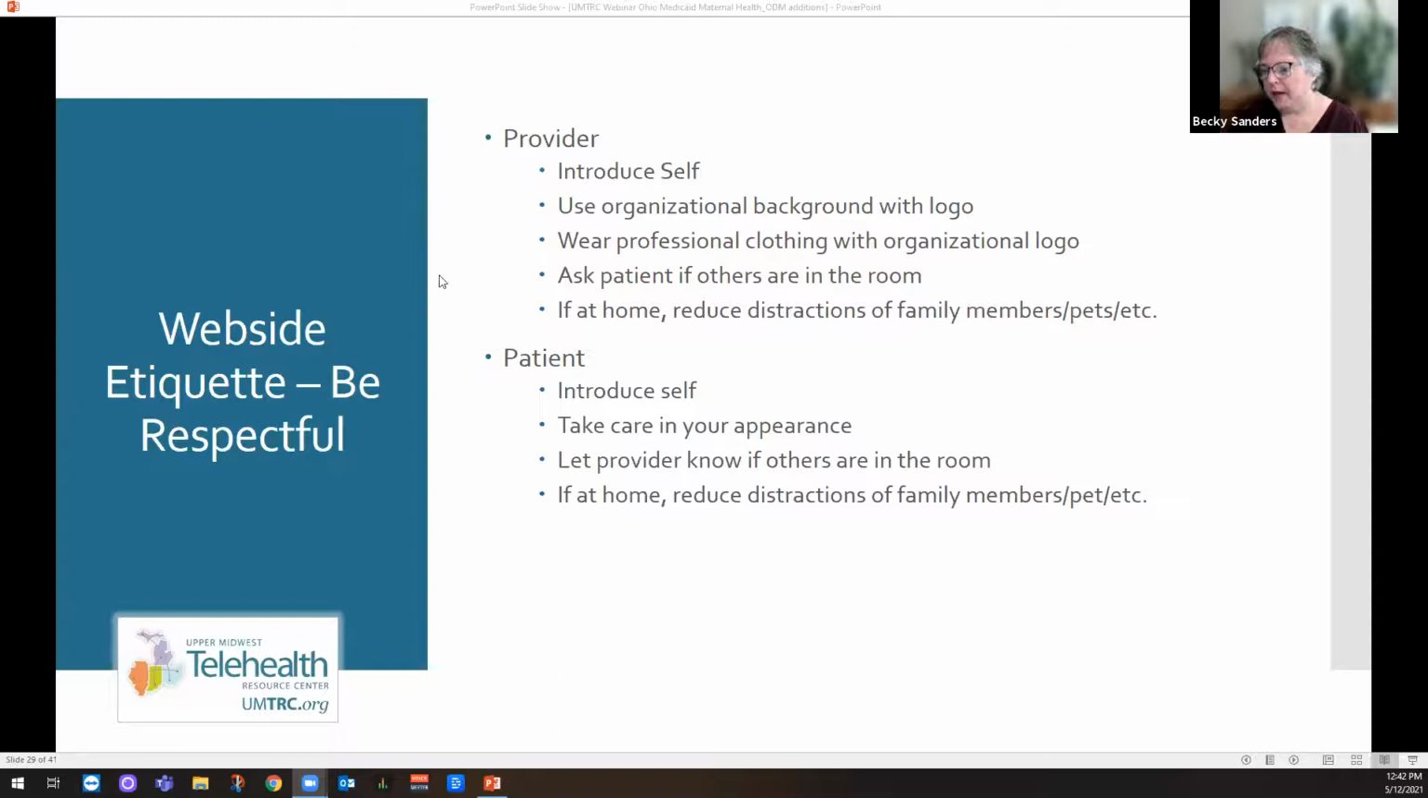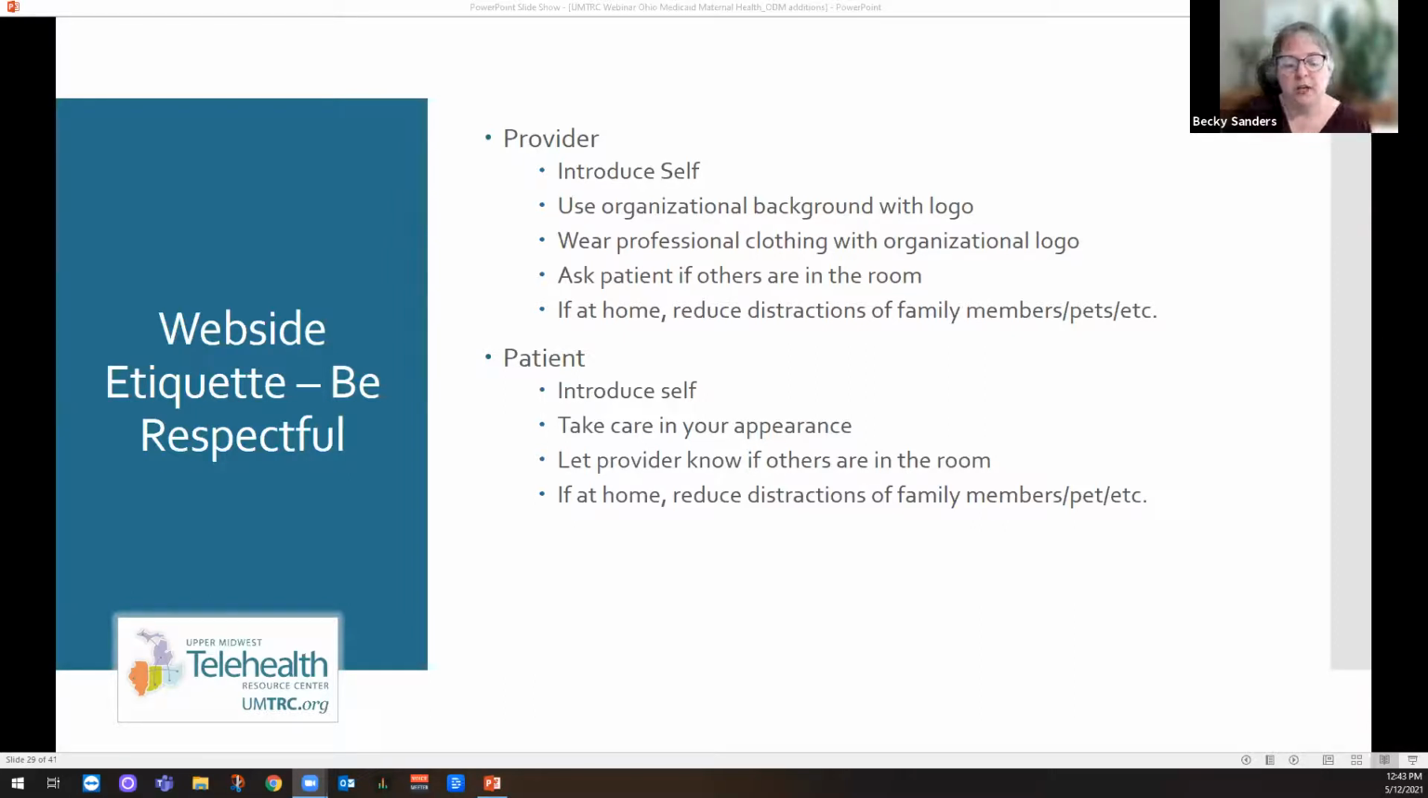But other tips that are actually written on the slide is wearing professional clothing as if you were seeing that patient in person. Maybe wearing a coat with your logo on it or your name. Obviously, depending on the platform you use, I could rename myself here and put an organization on this, so that it's very clear who I am and what organization I'm representing. And same thing for the patient. When we're on these video calls, we see about this much of each other. We don't see what's out in the rest of the room around us and our surroundings.